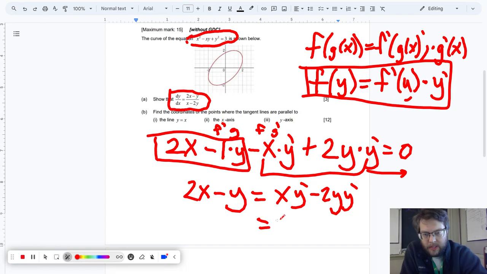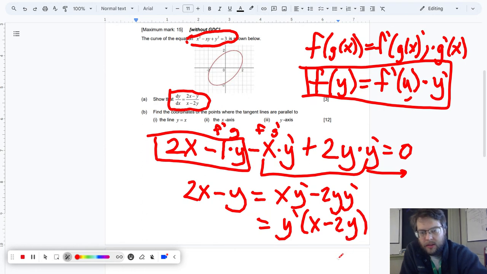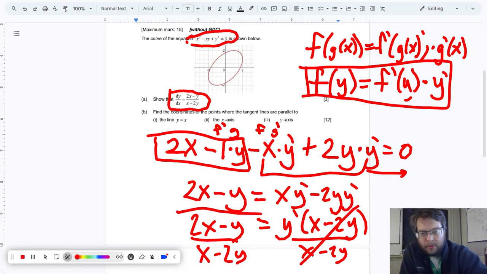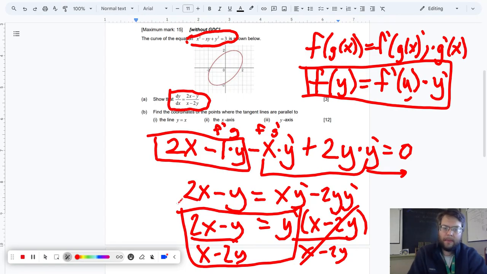Both the terms on the right-hand side have a y prime in common, so I can factor out y prime to have x minus 2y. And then to get y prime by itself, I just divide both sides by x minus 2y. And now I have proved the thing they asked me to prove, that y prime is that. y prime is the same as dy dx.